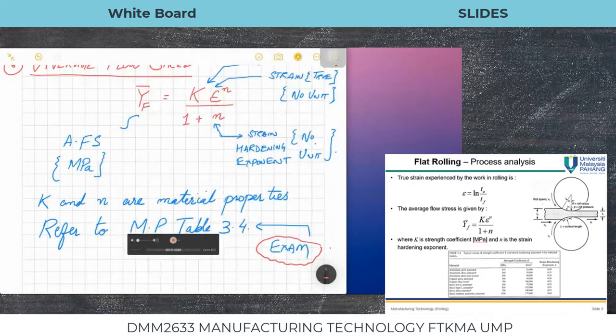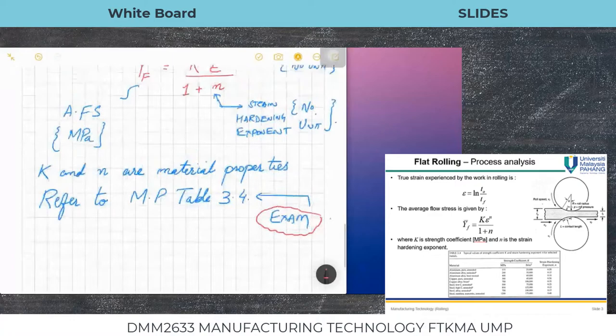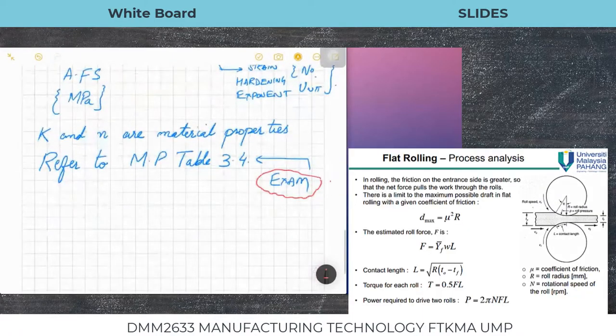Now I know how to calculate the stress, how to calculate the strain, and how to get the values of the strength coefficient and strain hardening exponent. So now what should I do? Using stress, I can also calculate in the reverse manner the force. In the next slide, number 7, we are talking about friction.